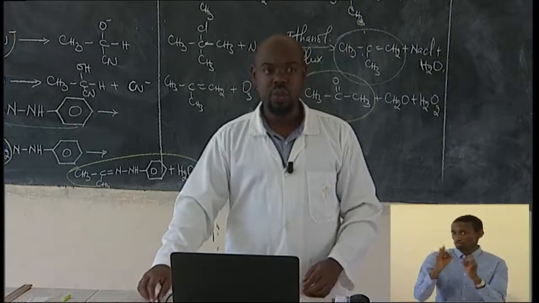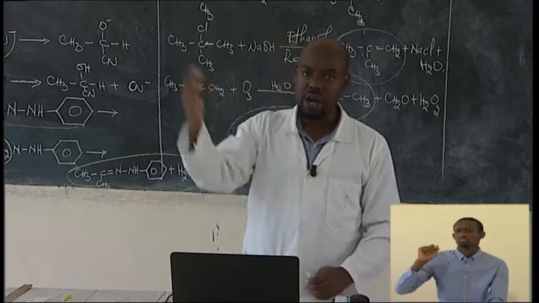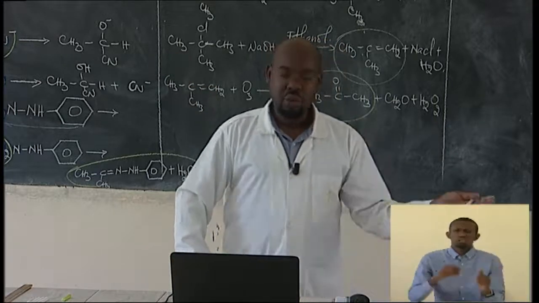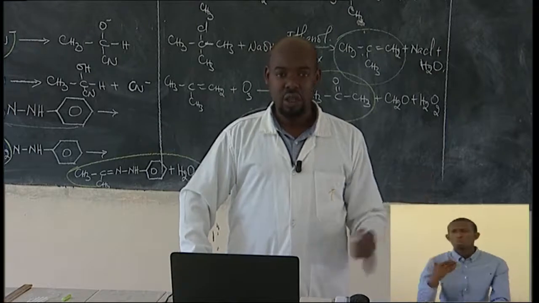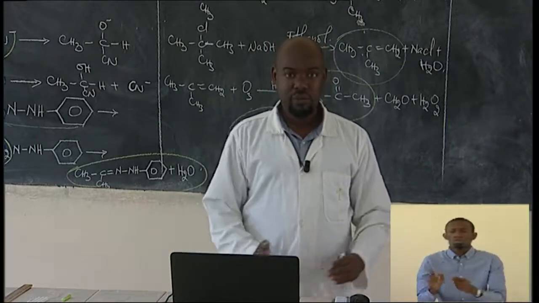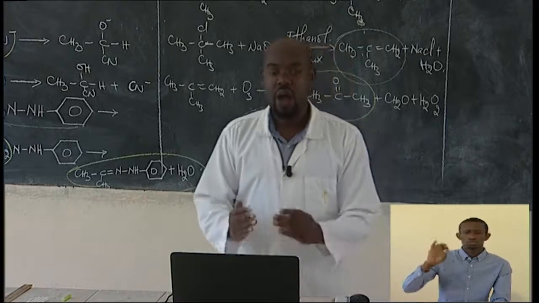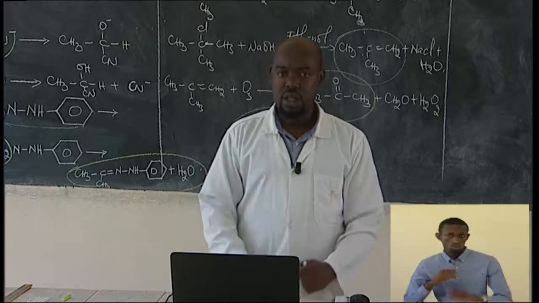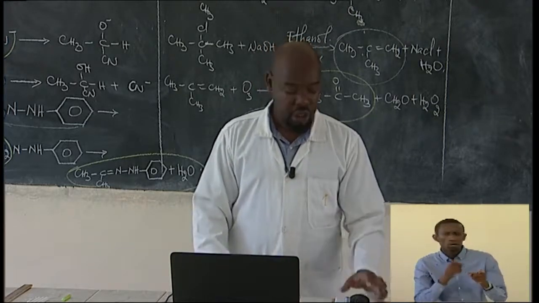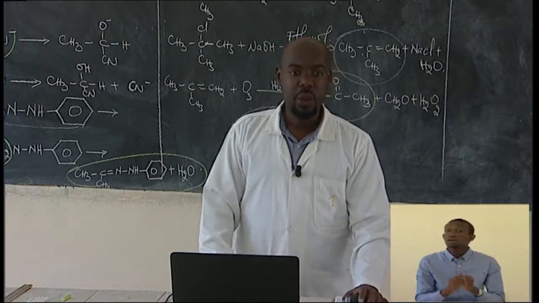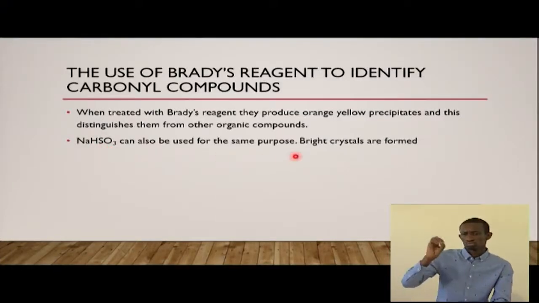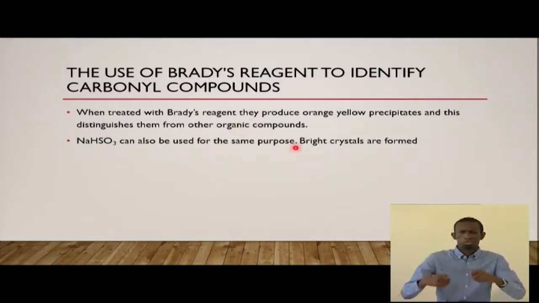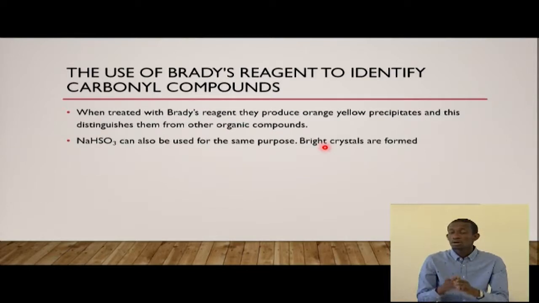So if you want to distinguish carbonyl compounds from other organic compounds like alcohols, carboxylic acids, alkanes, alkenes, you use Brady's reagent. When you have a carbonyl compound, you get a yellow or orange precipitate, but for other organic substances, you get nothing, no observable change. It is also possible to use sodium hydrogen sulfite, which reacts with carbonyl compounds to give bright crystals, but the reaction gives no observable change with other organic substances.